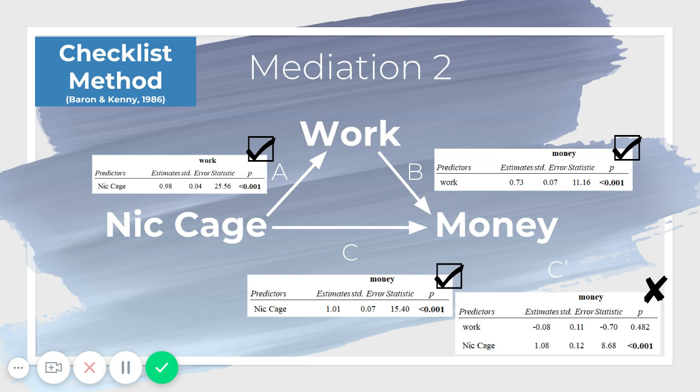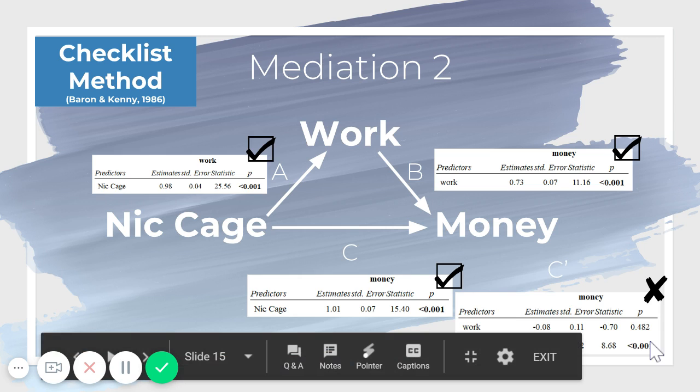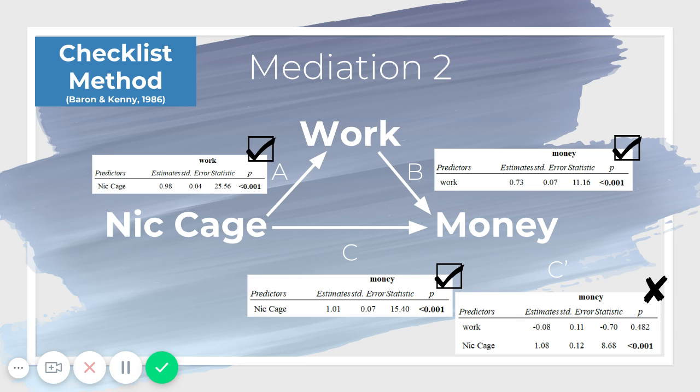So we see that we do not have enough evidence to suggest in this method that work can be a mediating variable on money, and it is simply a relationship on Nick Cage to work that could show up as a false mediating variable. So the only actual statistically significant relationship would be that of Nick Cage and how he relates to money. So we see that the estimate of work to money drastically goes down from 0.73 to negative 0.08 with a p-value of 0.42, very insignificant.